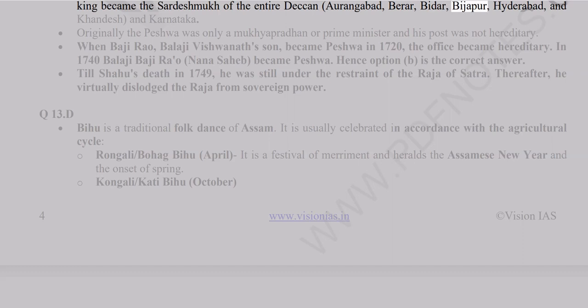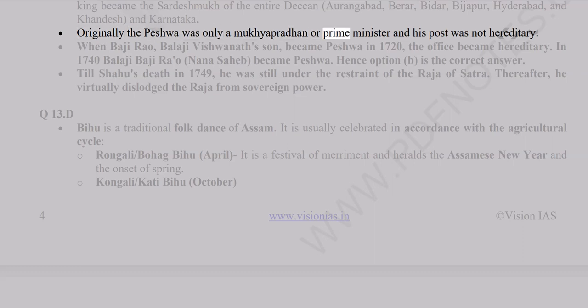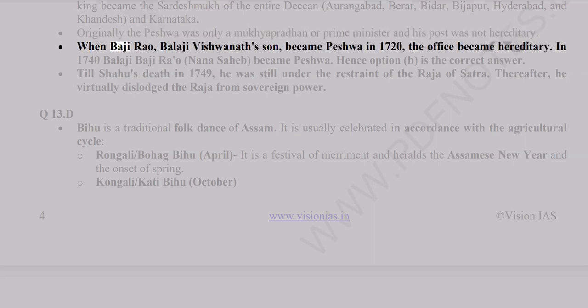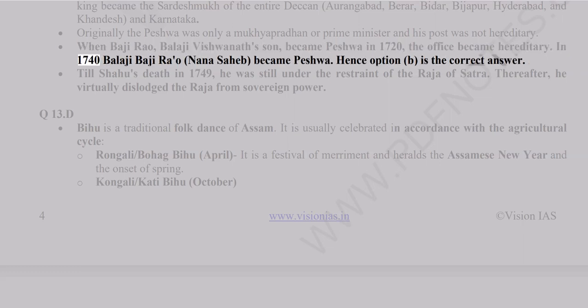Berar, Bidar, Bijapur, Hyderabad, and Khandesh, and Karnataka. Originally, the Peshwa was only a Mukhya Pradhan, or prime minister, and his post was not hereditary. When Balaji Vishwanath's son became Peshwa in 1720, the office became hereditary. In 1740, Balaji Baji Rao, Nana Sahib, became Peshwa. Hence, option B is the correct answer.